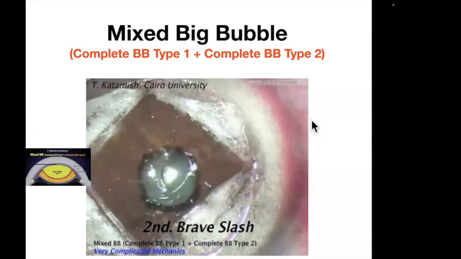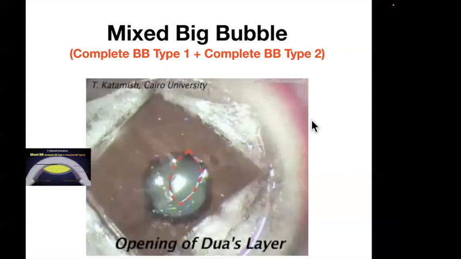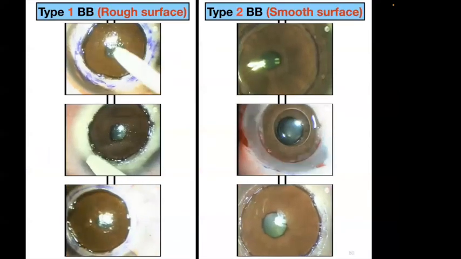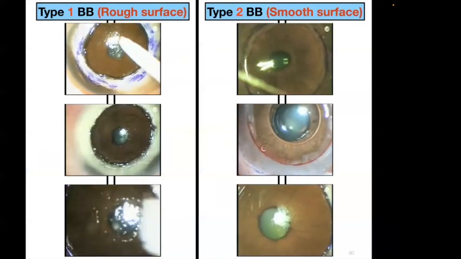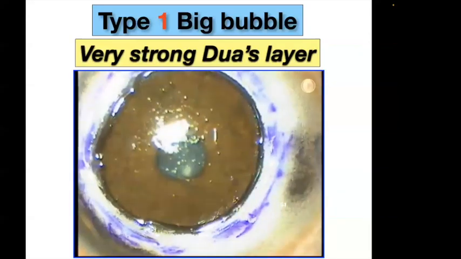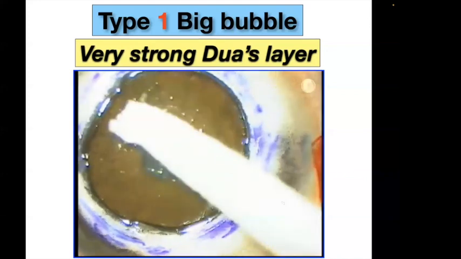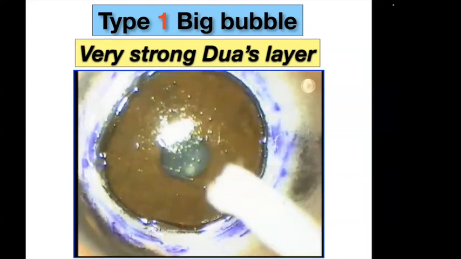So as if you are looking through a textbook of corneal anatomy. This is the opening in dua layer, and this is the Descemet membrane, and this is the dua layer. If you compare type 1 with a rough surface, dua layer, type 2 has a smooth surface. Dua layer is very strong. It can withstand the pressure. This was by mistake hit by a micro sponge. Notice by slow motion how much pressure is applied and it still resists rupturing.